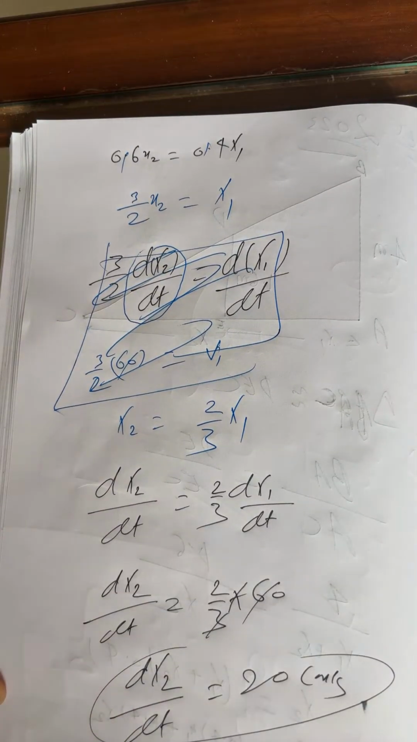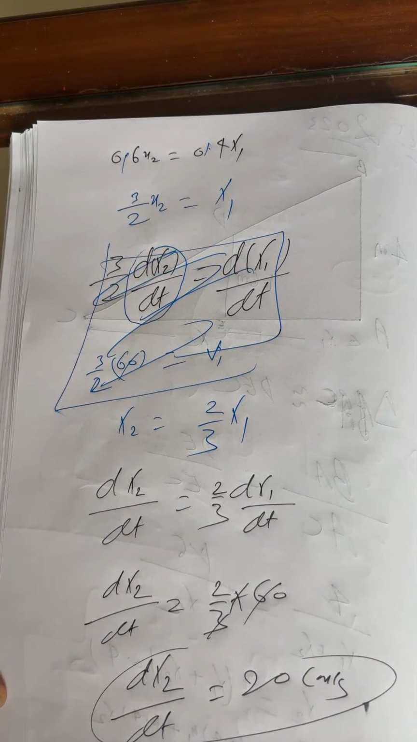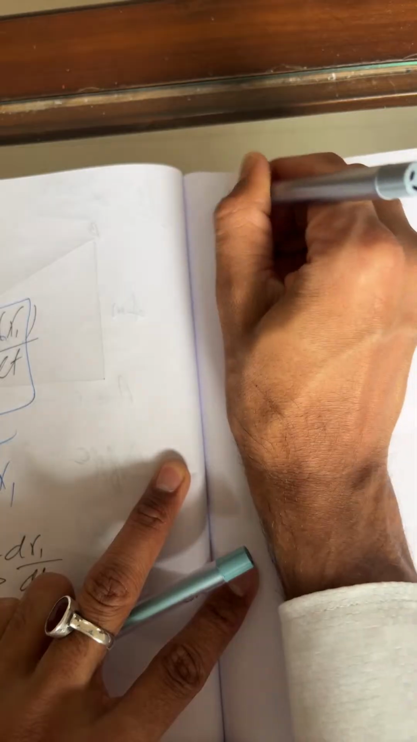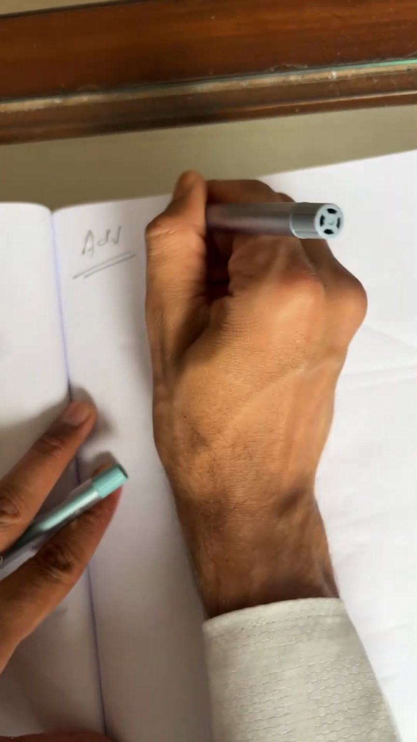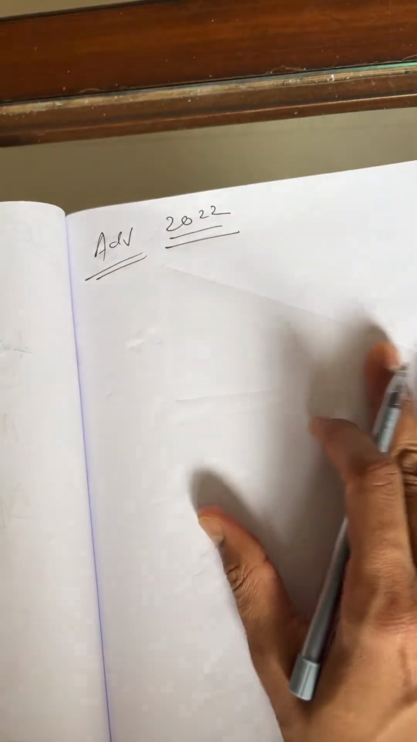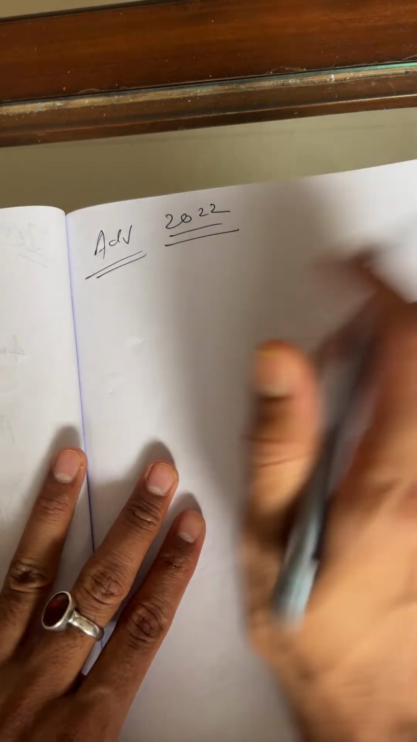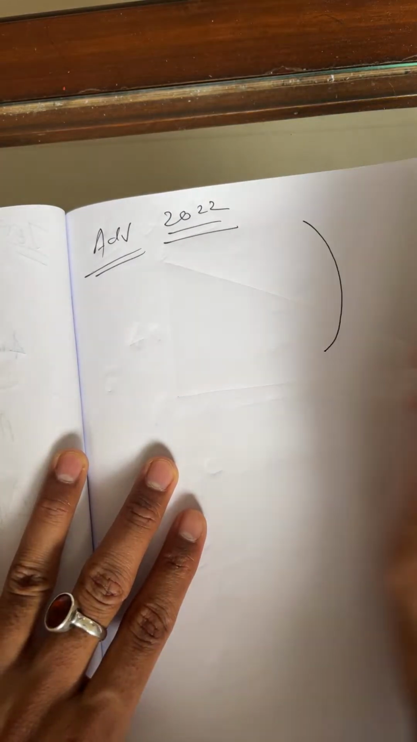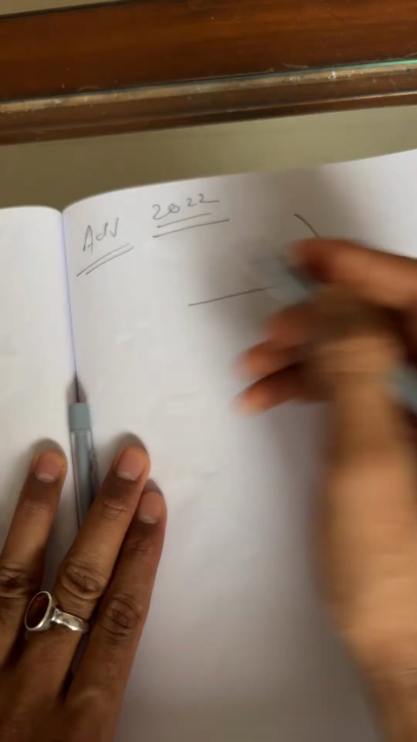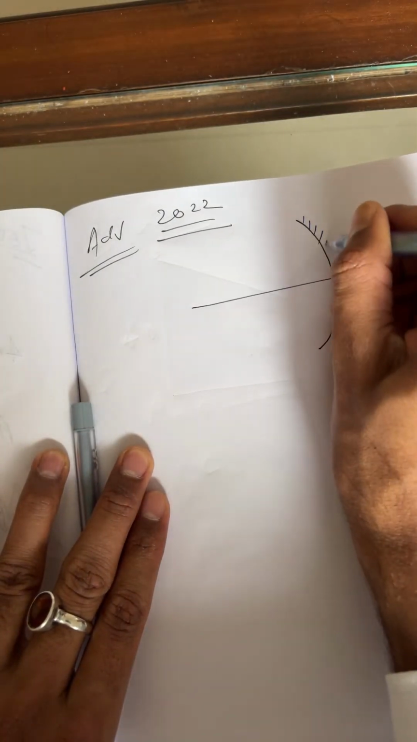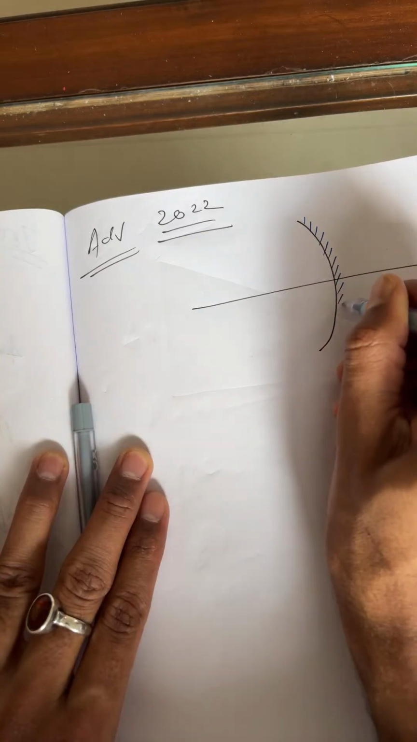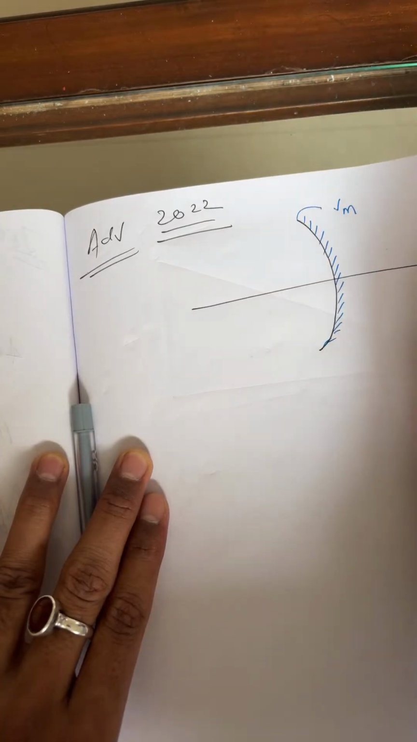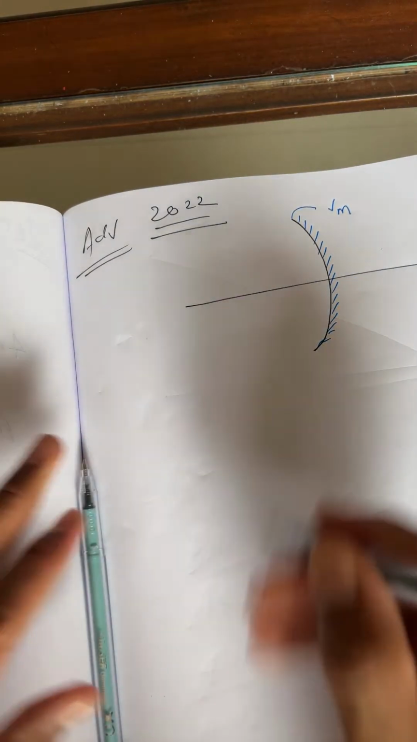Okay, have a look at the next question here. Advanced 2022, the next question. We'll go through the diagram only here. This is the concave mirror, right? So this is the concave mirror. You can take care: the velocity of the mirror is Vm.